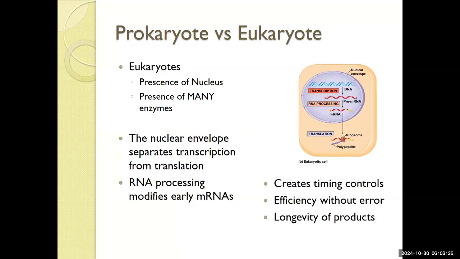Eukaryotes, on the other hand, have a nucleus. They also have many enzymes that can help along the way. So that nuclear envelope separates the transcription process from translation, creating regulatory checkpoints. RNA processing also allows us to modify early mRNAs, creating timing controls. All those extra enzymes and these checks and balances allow us to have quick efficiency without the error that our prokaryotic counterparts have. And those processes allow the products to live longer than the prokaryotic counterparts. So the value of being a eukaryote is increased efficiency and longevity.